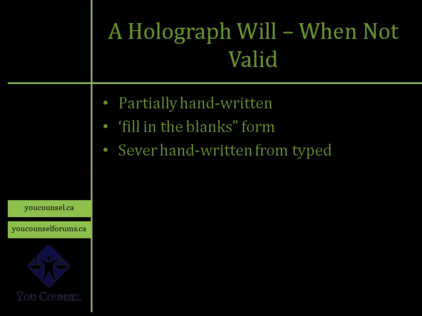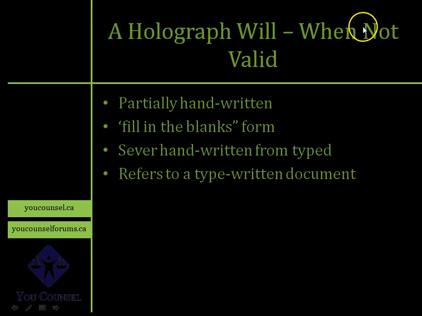So what happens when you have indeed filled in the blanks in a form? When a court is reviewing that holograph will, what the court will do is sever the handwritten portion of the will from the typed portion. So assume that the typed portion is expunged, it doesn't exist, and the court will simply read the handwritten portions on their own. And if the court is able to determine the final wishes of the testator from those handwritten portions alone, then the court may enforce that portion as a holograph will, but typed portions will not be considered. So that's how the court may treat a will that is created by filling in the blanks.